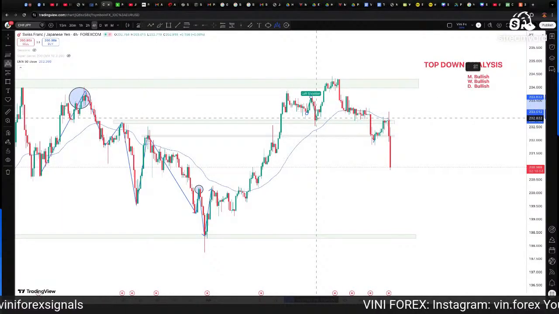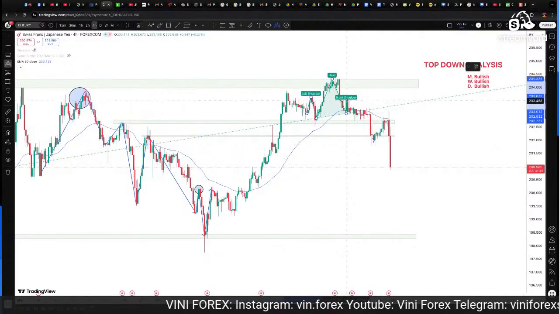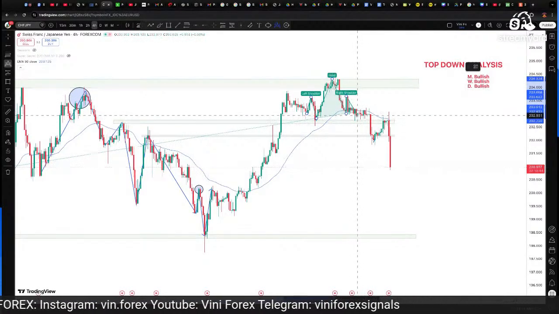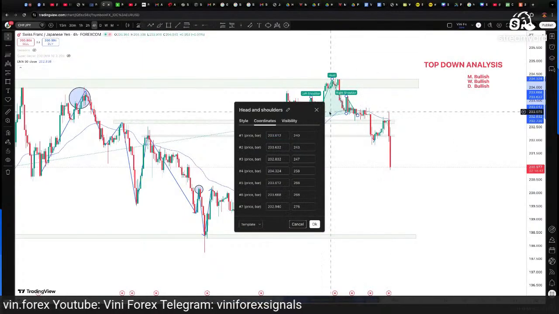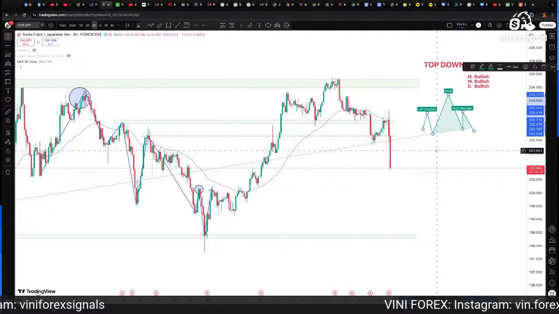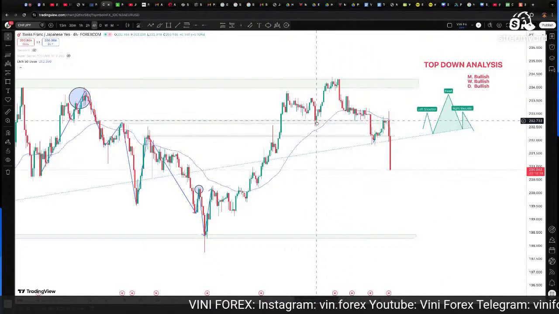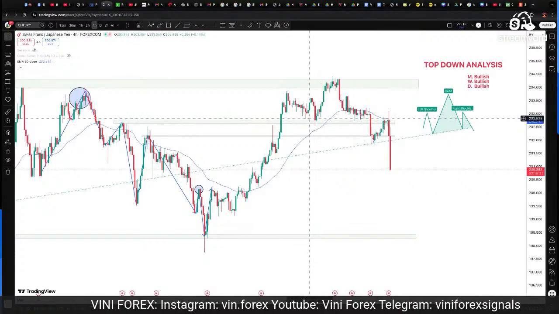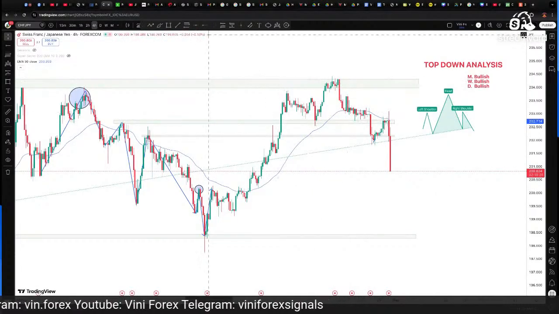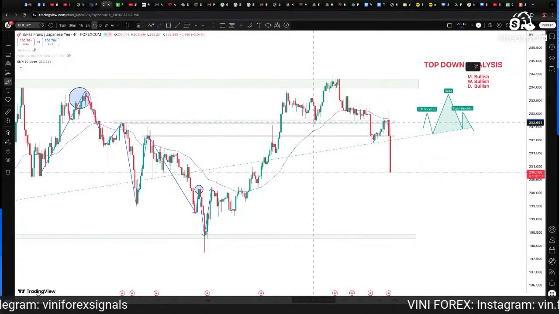This is the left shoulder. This is the head. This is the right shoulder. And then this. Okay, I'm also seeing this head and shoulders. Price later came down to break below the neckline, which is also a break below this support and resistance zone.